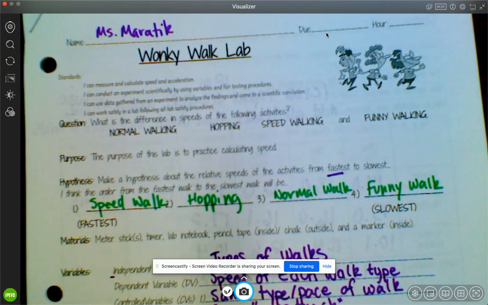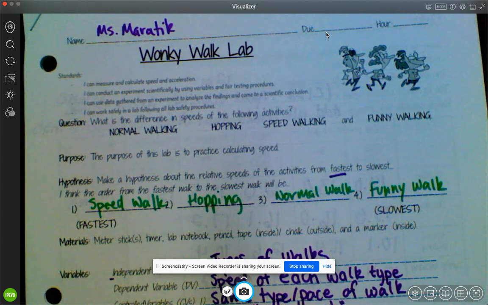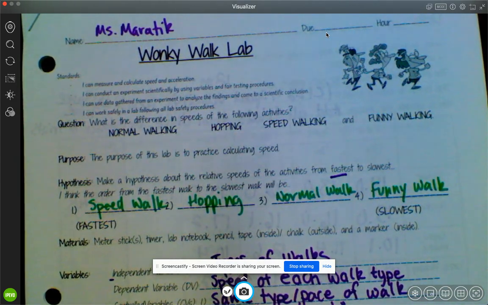This is day 2 of the Wonky Walk Lab. We are going to finish up our lab and make this look really nice. So, yesterday we gathered all of our data. We set up this experiment.